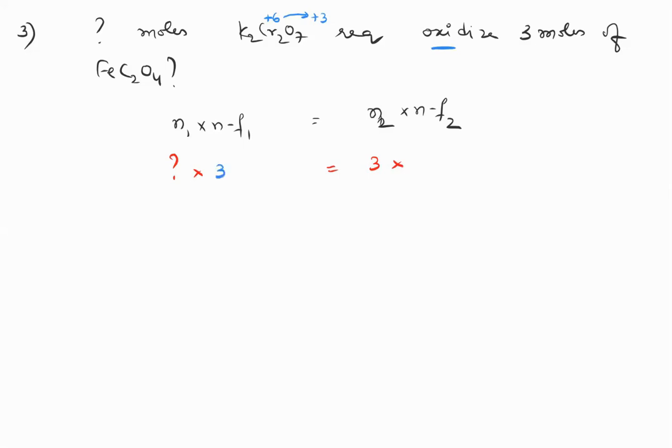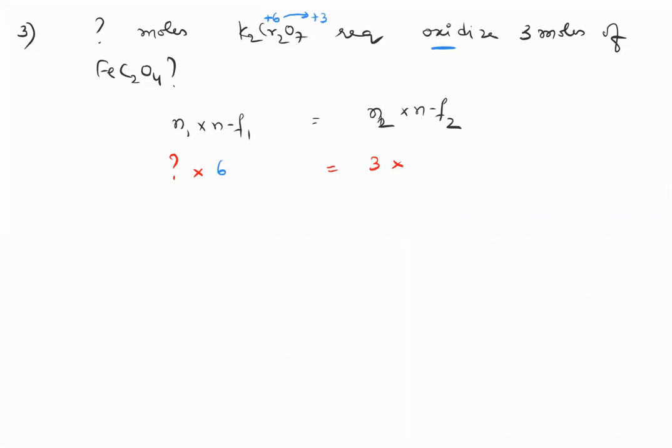So change is 3 and there are 2 of them. So N factor is 6. So N factor for K2Cr2O7 is 6. Unless some weird, hypothetical reaction is given to you, K2Cr2O7 will have an N factor of 6 if it is taking part in a redox reaction. If it's a non-redox reaction, obviously not. But if it's in a redox reaction, the N factor is 6.